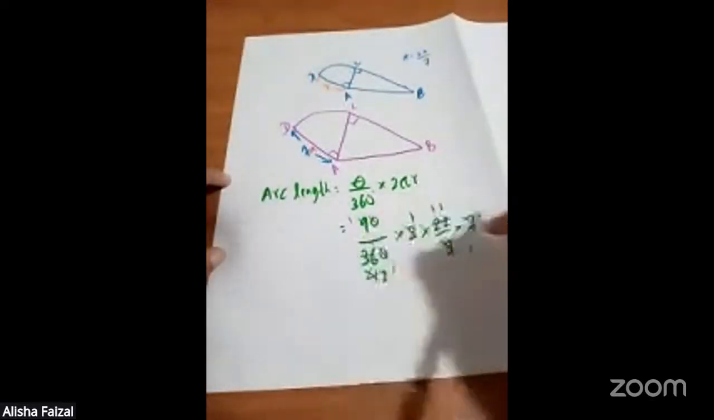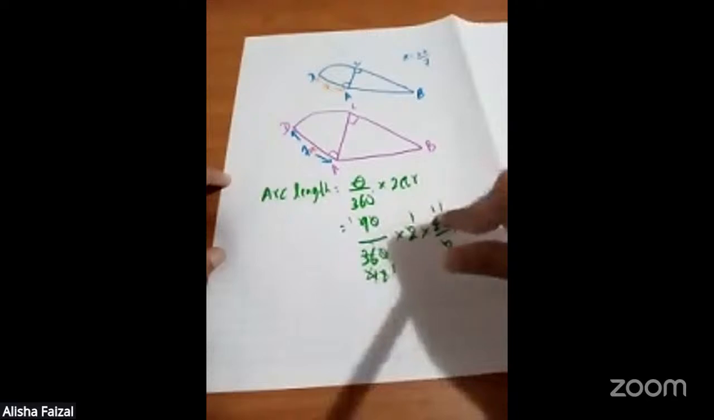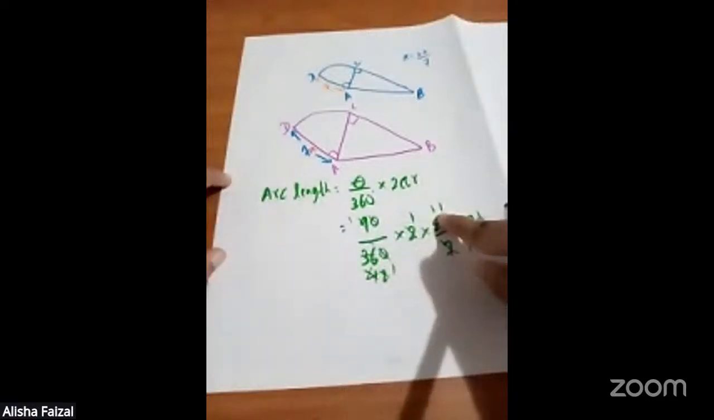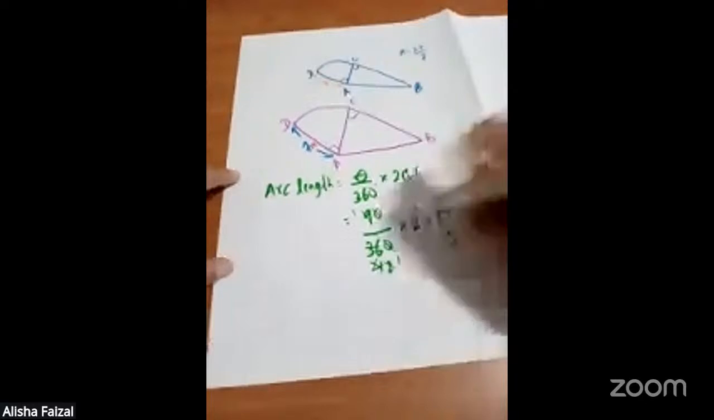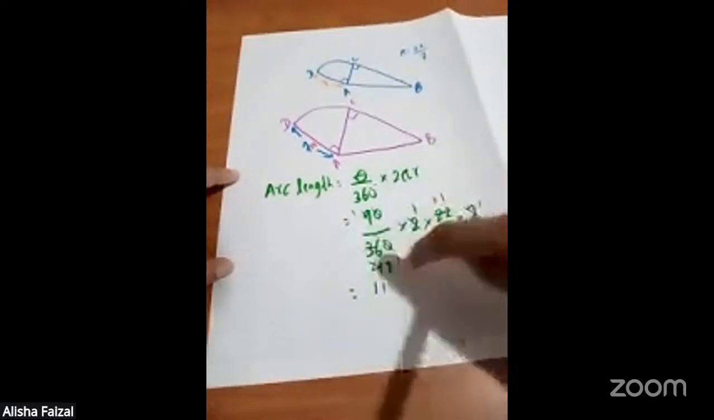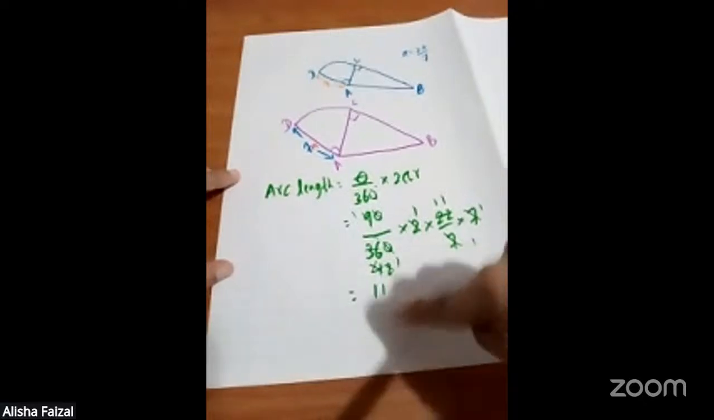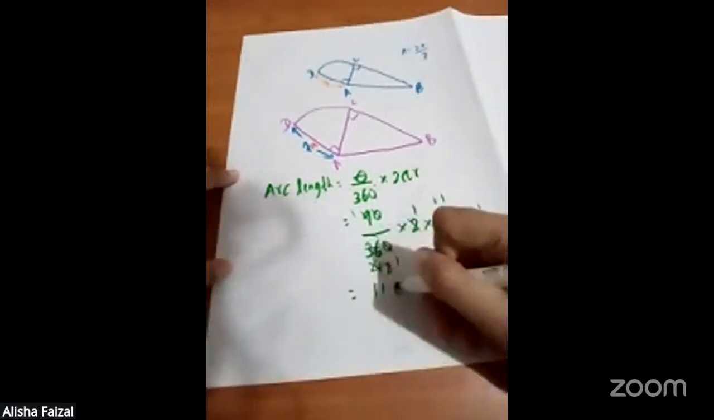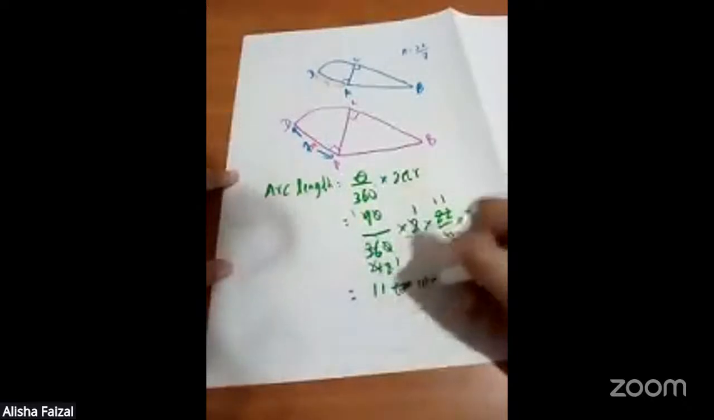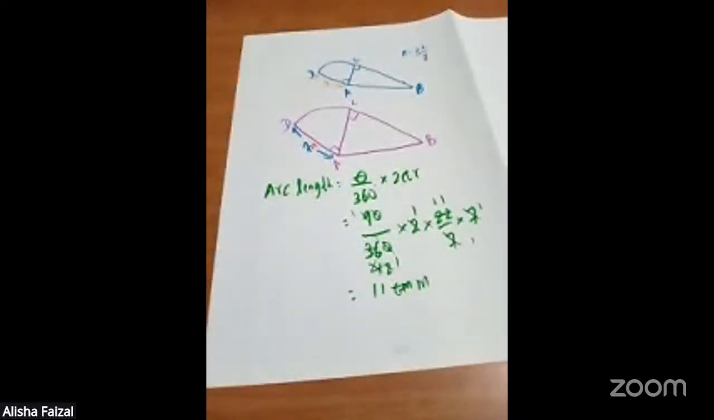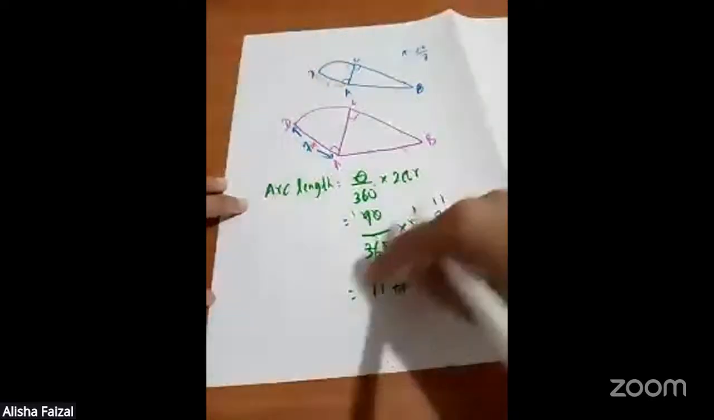Right. So what is remaining here? 11. So 11 times 1 times 1 times 1 is equal to 11. And in the bottom, you have only ones, so you don't want to write that. So you write 11 meters. That's the arc length, and that is the length of the fence. Okay, the length of the fence is 11 meters.